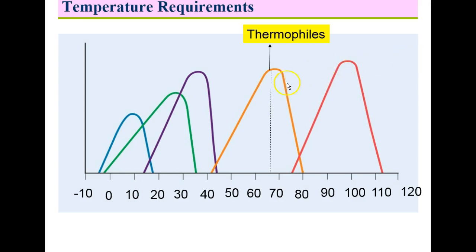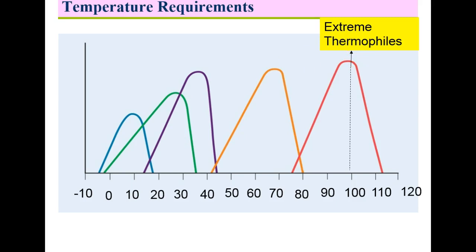The next group are the thermophiles. The thermophiles have a high temperature range with the minimum temperature at around 40 degrees centigrade and a maximum temperature of about 80 degrees centigrade. The optimum temperature hovers around 65 to 70 degrees centigrade. Thermophiles are organisms found in hot springs, or they can also be found in our hot water pipes.